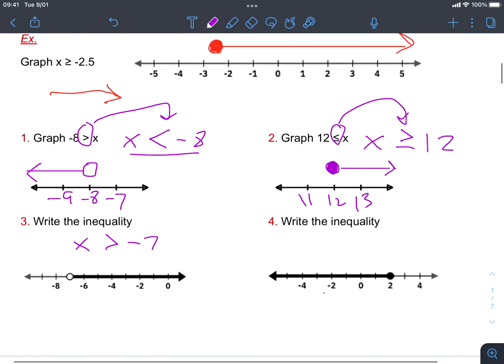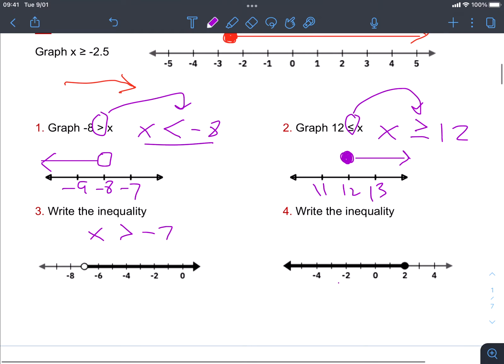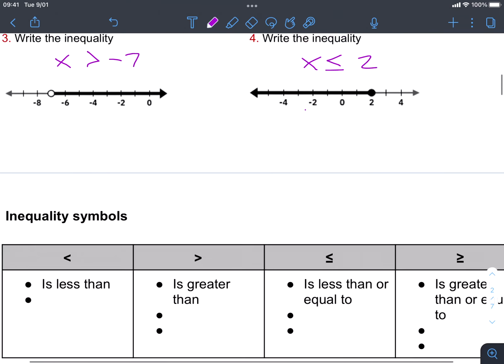But on this one, for example, on number 4, my number is on 2, and it's going to the left. My arrow is going to the left, and it's a closed circle, so I need to put a line underneath. And that's that. A couple word problems.